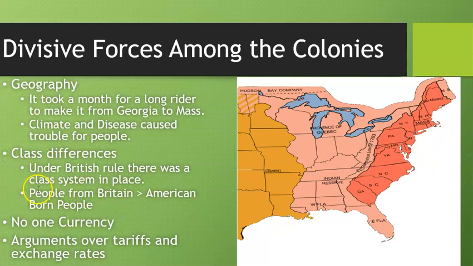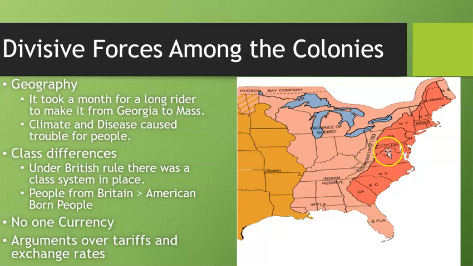It just was rough. Now, another thing that divided people was class differences. Under British rule, there was a class system in place. And what that class system, the gentlemen and the ladies and the peasants, and what it basically boils down to is people from Britain are better than and higher on the system than American-born people, which is going to lead to some problems.